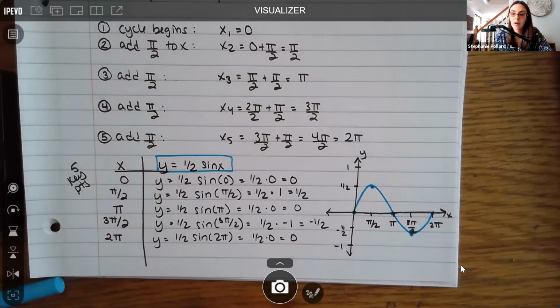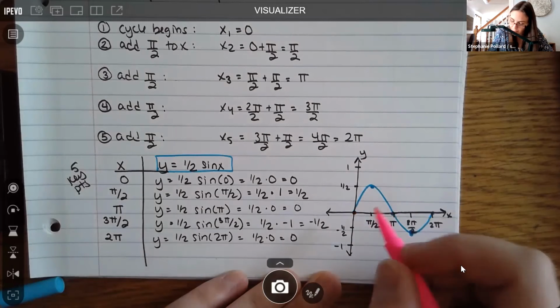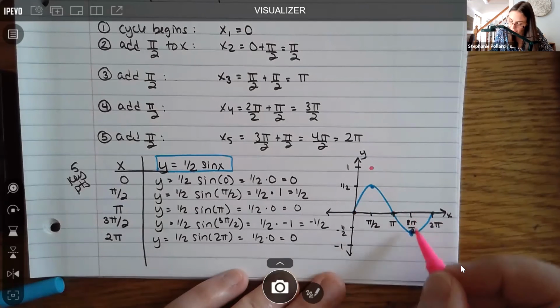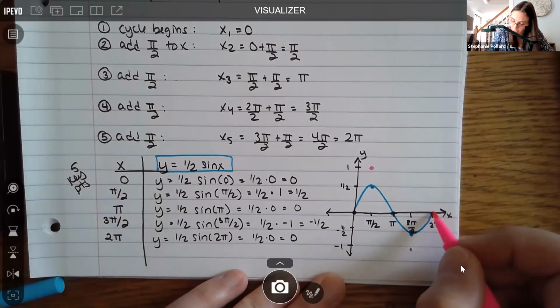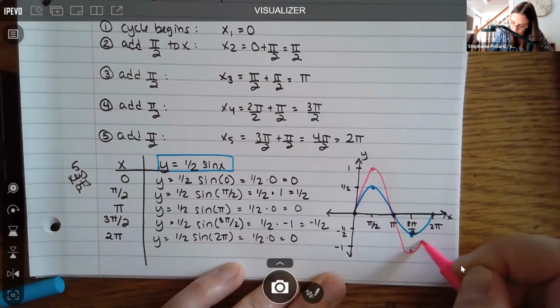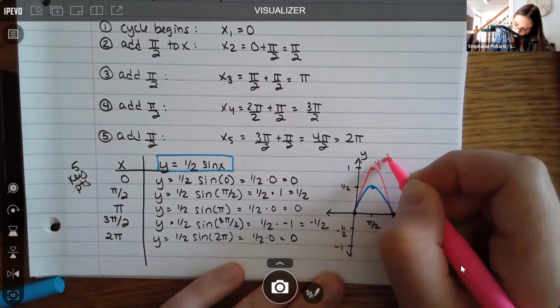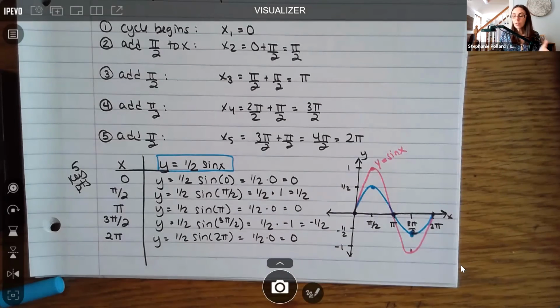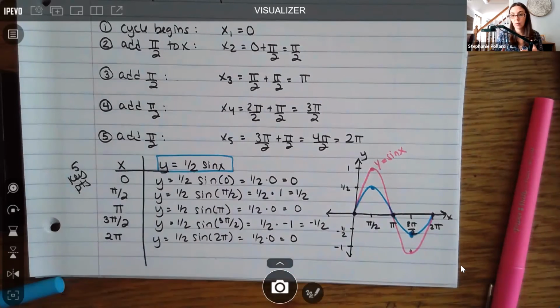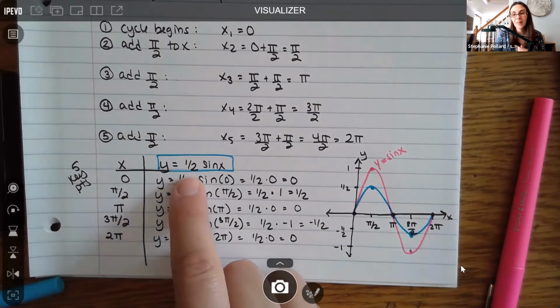Now, I also wanted us to graph the original sine function. You can go back to your chart on the first page. 0, 0 was there. At pi over 2, we were at 1. At pi, we were at 0. At 3 pi over 2, we're at -1, and then we're back here. So your original, and again I'm just doing a rough drawing here, looks like this.